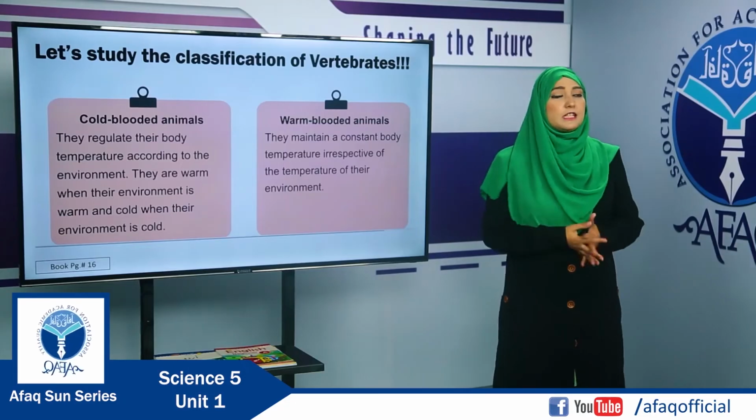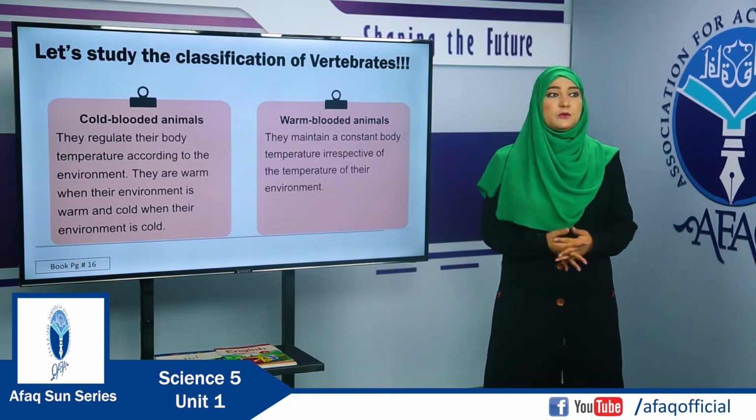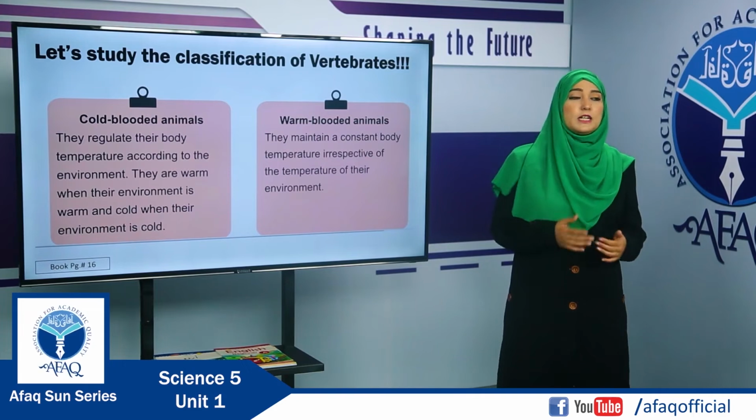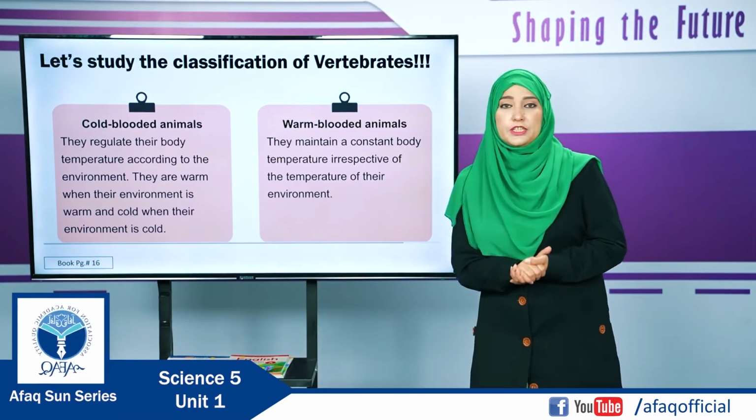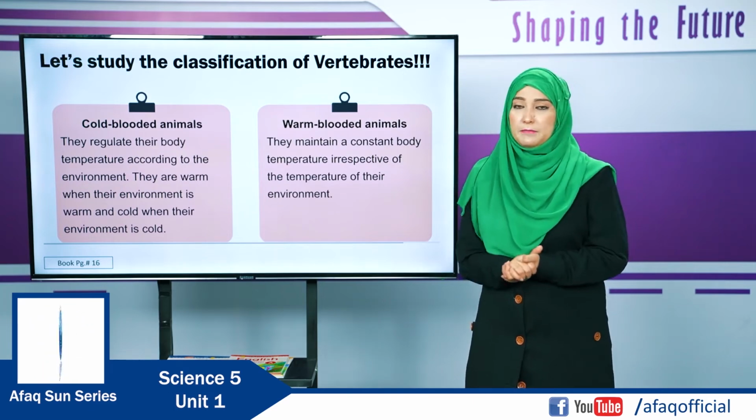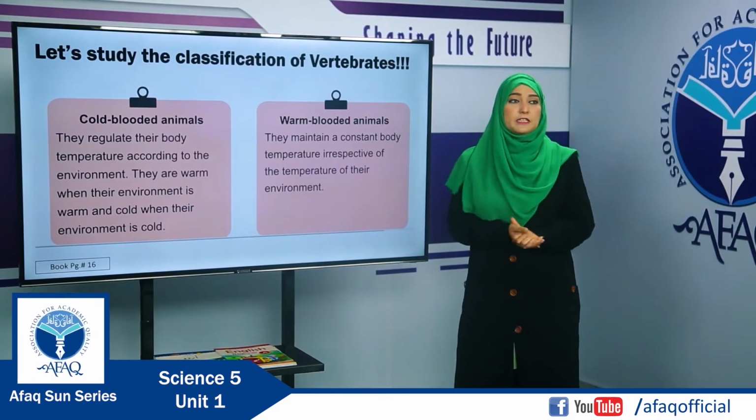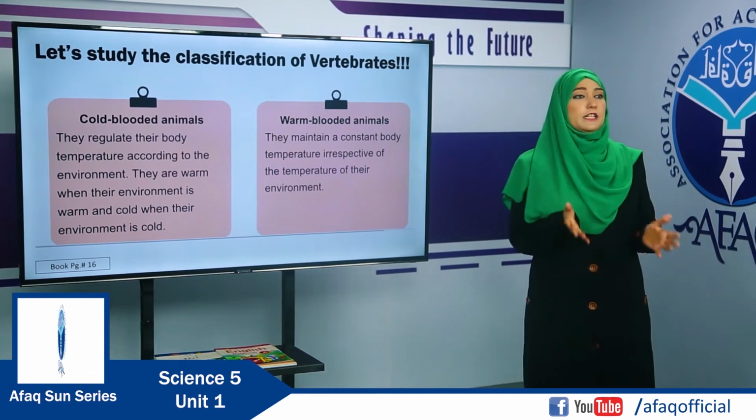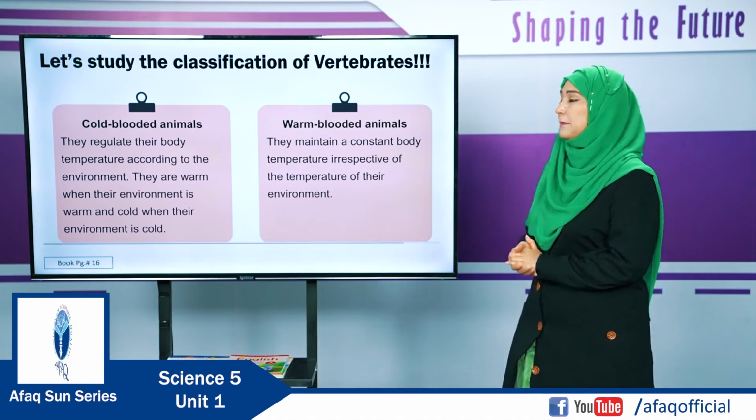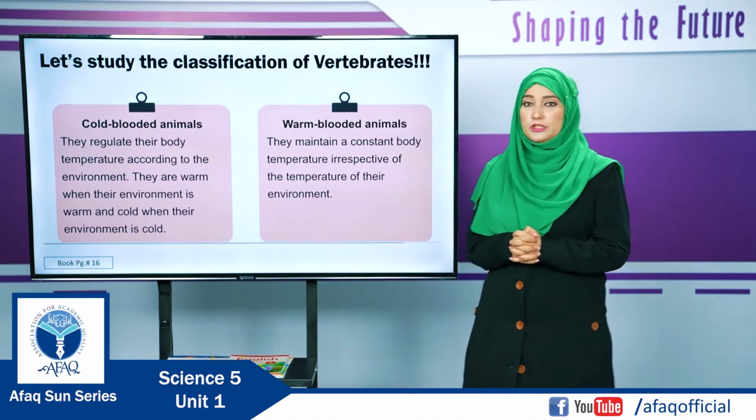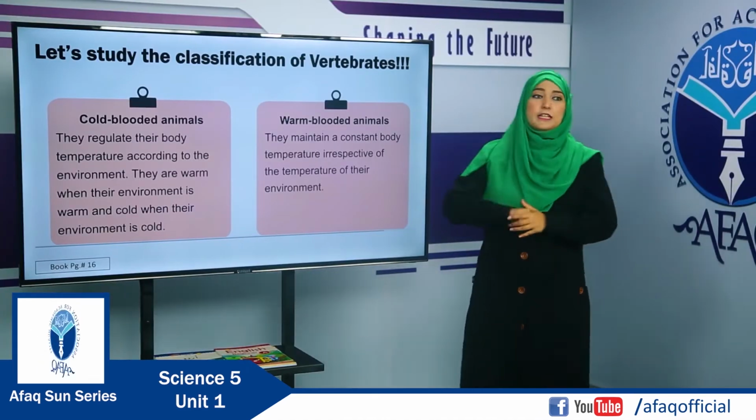Before starting the classification of vertebrates, let's study what are warm-blooded animals and what are cold-blooded animals. Cold-blooded animals are those animals that can change their body temperature according to the environment. They are warm when their environment is warm and they are cold when their environment is cold. But warm-blooded animals are those animals that maintain a constant body temperature irrespective of the temperature of their environment.